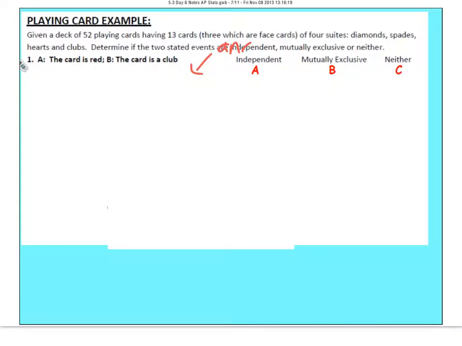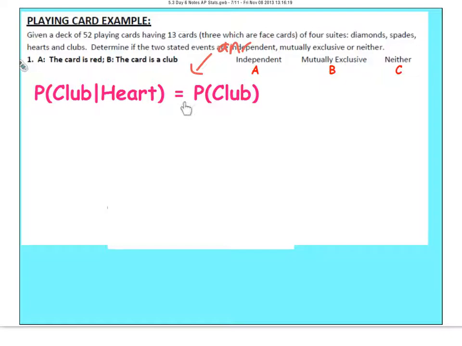Let's look at another example, playing cards. We have a deck of 52 cards, 13 cards of the 4 different suits of diamonds, spades, hearts, and clubs. Determine if the events are independent, mutually exclusive, or neither. This is really good practice for this. So first example, event A, the card is red. Event B, the card is a club. So what they want us to find is the probability that we have a club, given it's a heart, and compare that to the probability of the club. Remember, whatever you put here is the probability you put there.